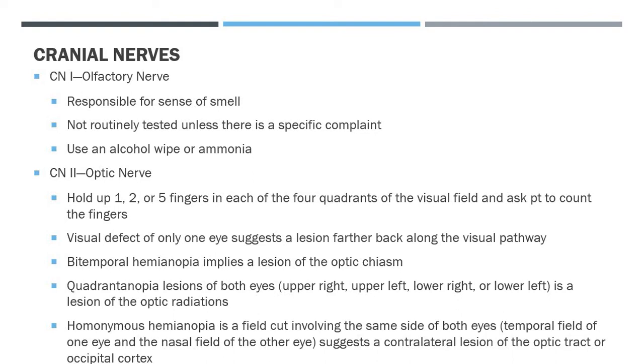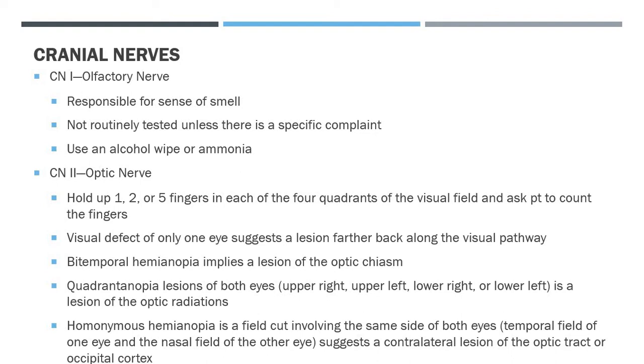Just hold up 1, 2, or 5 fingers in front of them and to the side in a couple of places, to the upper left, upper right, lower left, lower right of the visual field while they're looking straight ahead, and see if they can actually tell you how many fingers you're holding up.